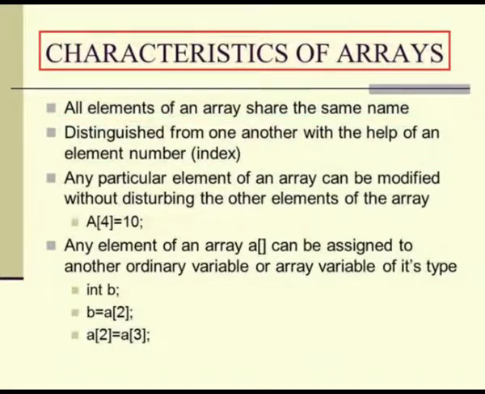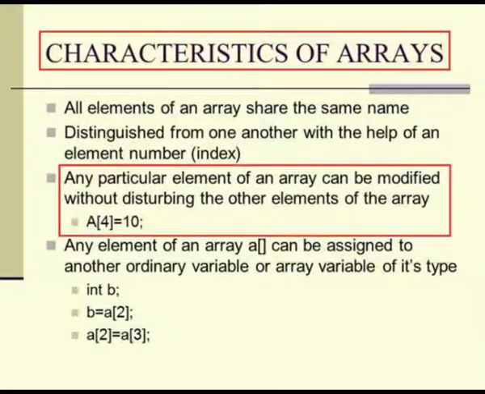They are distinguished from one another with the help of the element number. As I mentioned, the number which is present within the bracket is called the element number or the index, or the position where the value is stored. So, each value in that particular name can be identified separately. When you give a of 1 or a of 2, it will identify only that particular value which is held at that location. And any particular element of an array can be modified without disturbing the other elements.